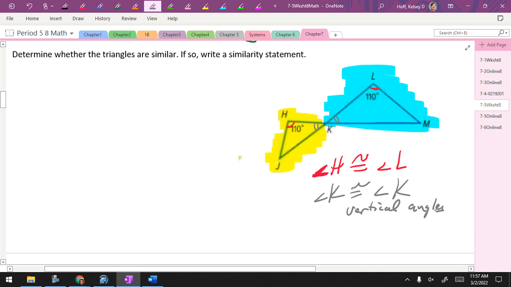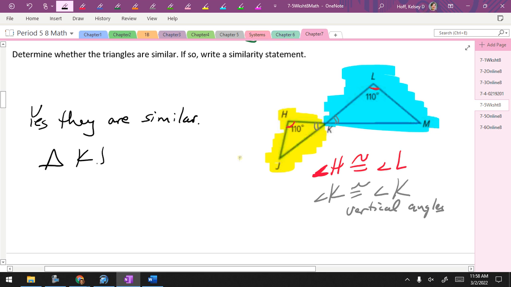Then what she said is, well, if we know these are 110 and who cares what number K is, they're equal, we have to know that J and M are. So are these triangles similar? Yes, they are similar. Triangle KJH is similar to triangle, don't say it out loud, you write it down.